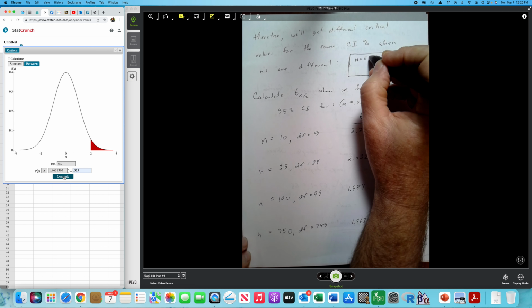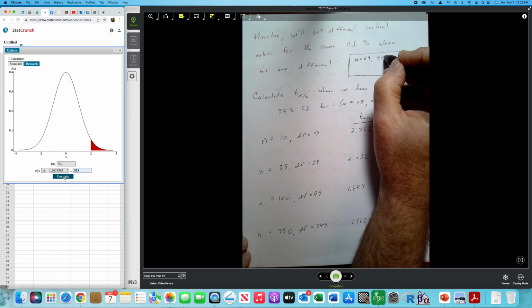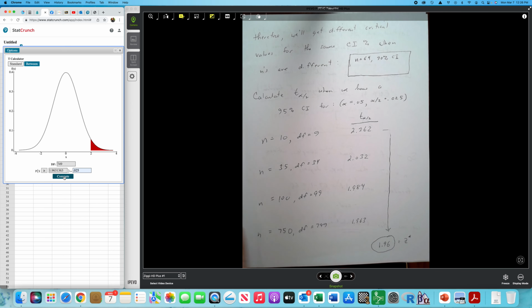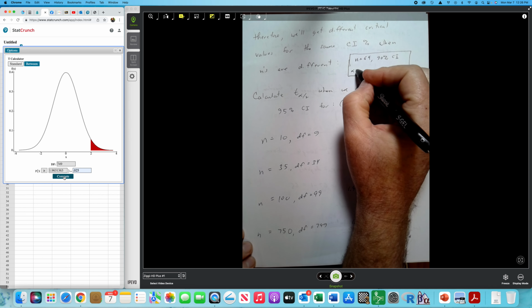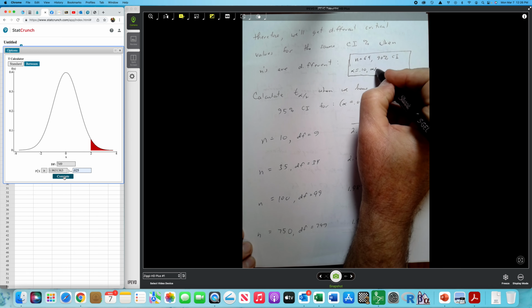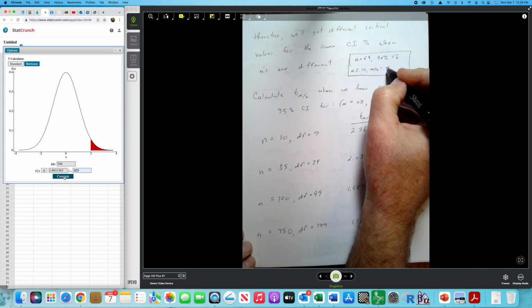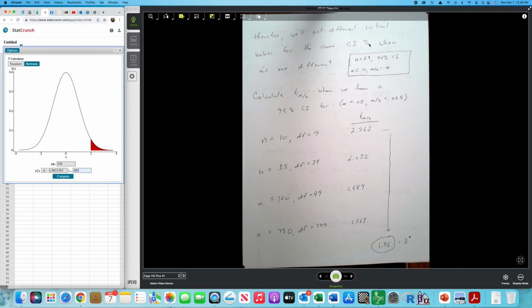If our sample size was 64 and we want a 90% confidence interval, how do we calculate it? Well, alpha is going to be equal to 0.10. Alpha over 2 is 0.05. So it was a 64, so I know my degrees of freedom are going to be 63. I know I need above 0.05. 1.669. All right, it's that easy to do.